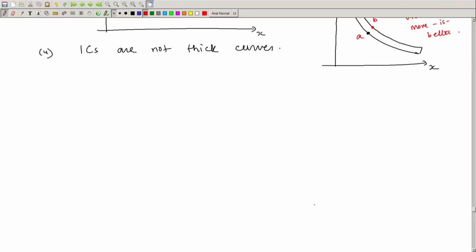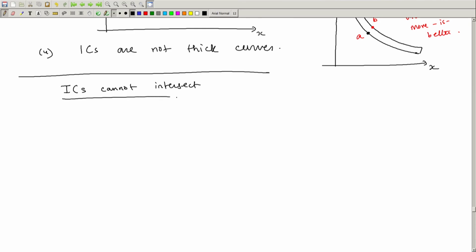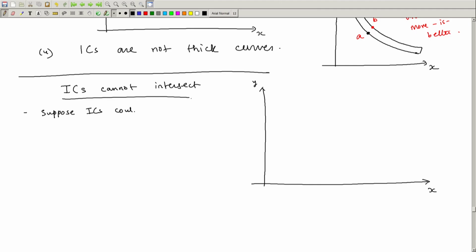Now, let us try and prove very quickly the third property, that ICs cannot intersect. And let us also use this picture here to help us make the argument. So, let us start by saying, suppose indifference curves could intersect. Suppose indifference curves could intersect.